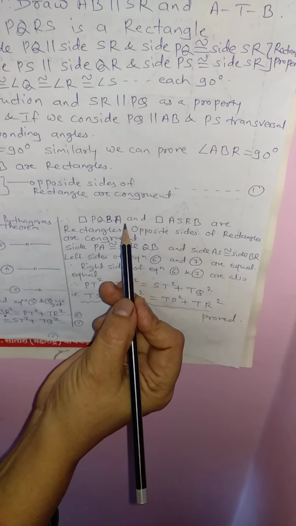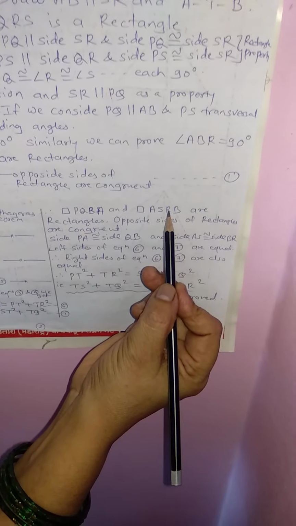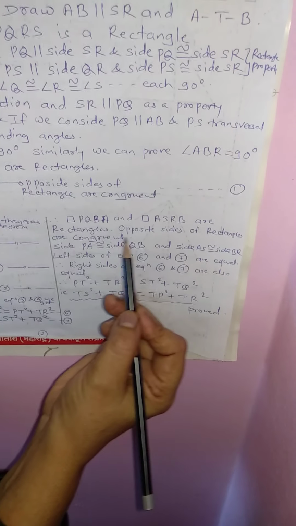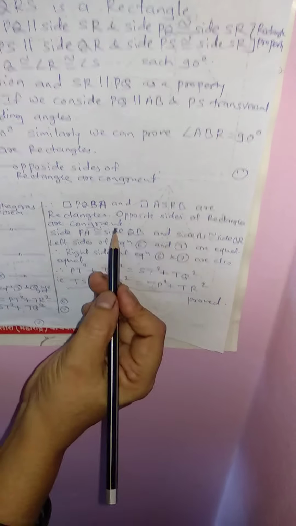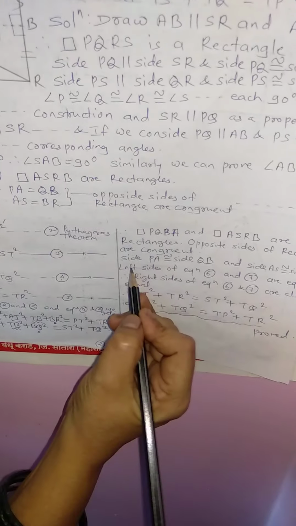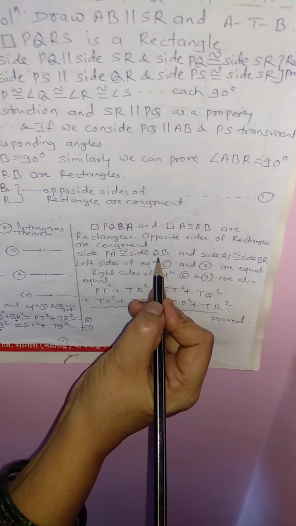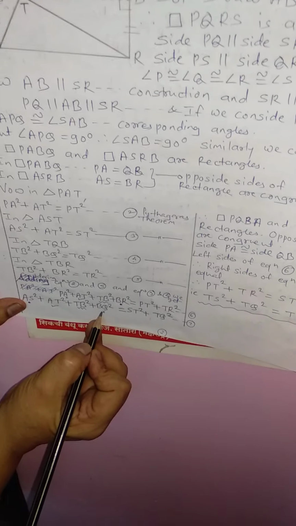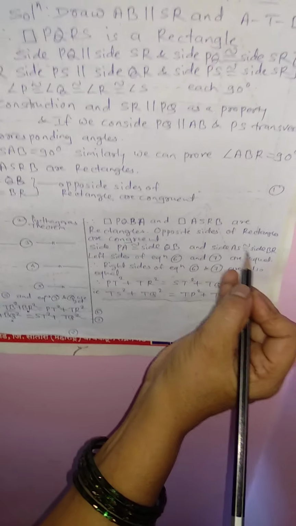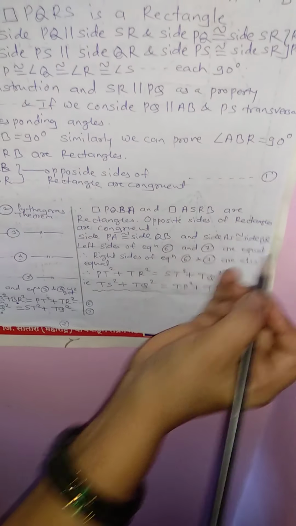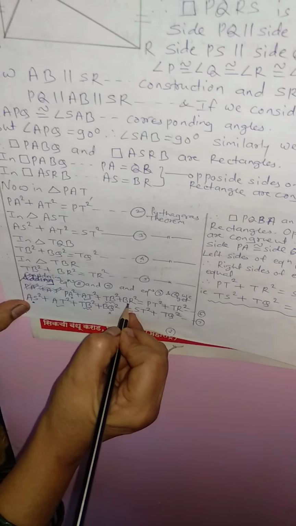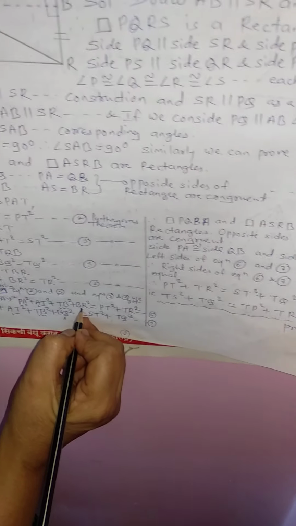Here it is written. See, quadrilateral PQBA and quadrilateral ASRB are rectangles. Opposite sides of the rectangles are congruent. This side is congruent to this side. Side PA is congruent to side QB. Side AS is congruent to side BR. Identical marking I have shown purposely.